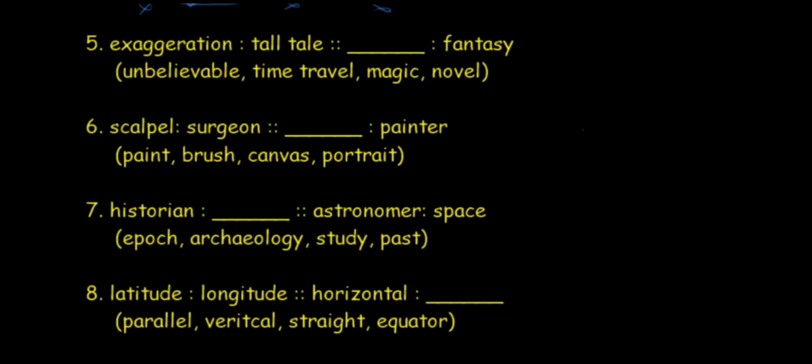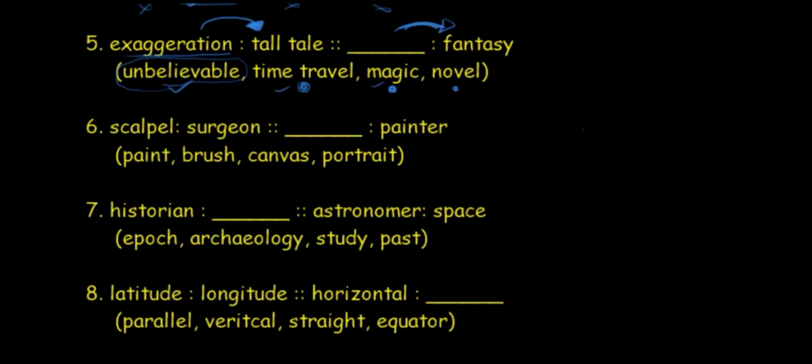Question number 5. When something is an exaggeration, it forms a tall tale. When something is unbelievable, it forms a fantasy. Fantasy is something that's unbelievable. It could be time travel. Time travel could be a kind of fantasy. Magic could be a kind of fantasy. You could have fantasy in a novel. But overall, something that's unbelievable is fantasy. Now, this question was a bit tricky because they had these as semi-answers as well. Again, that's why we're reading it very slowly, going into the question and each and every word, and trying to come up with the best possible solution.